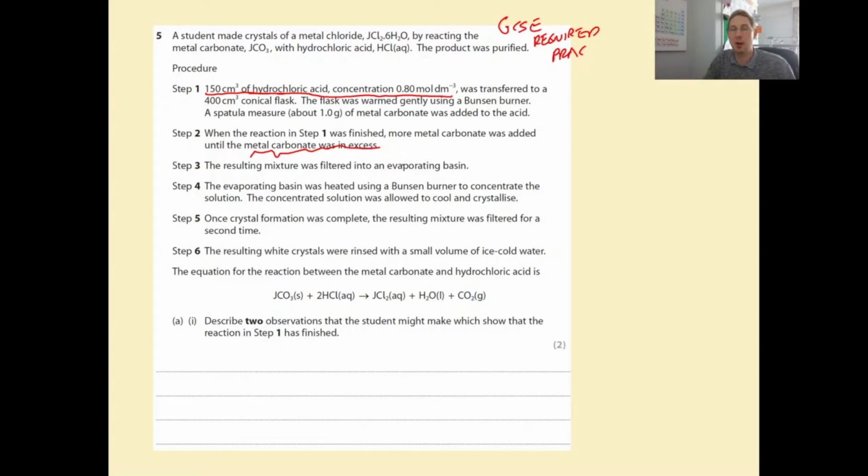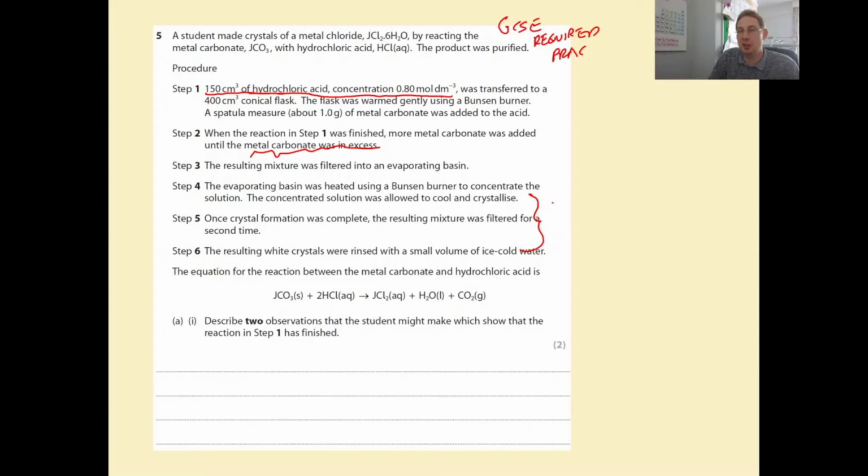So this is your required practical where you are making a salt. The resulting mixture, from GCSE, was filtered into an evaporating basin. The evaporating basin was heated using a Bunsen burner to concentrate the solution. The concentrated solution was allowed to cool and crystallise. Once crystal formation was complete, the resulting mixture was filtered for a second time. The resulting white crystals were rinsed with a small volume of ice cold water.